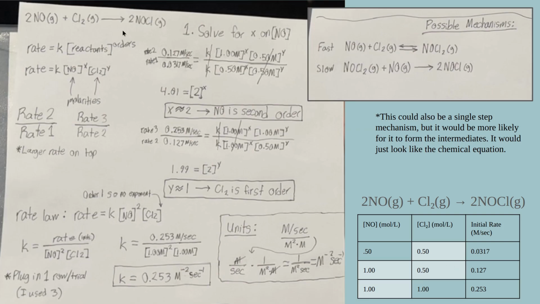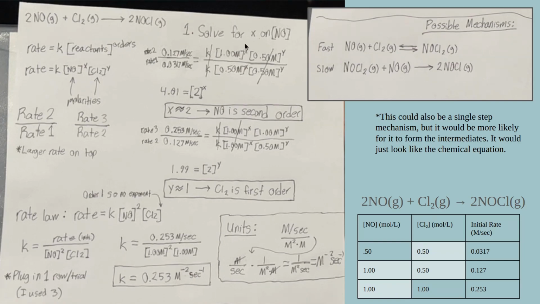So as you can see here, the reaction formula is up at the top, and we have rate is equal to k times molarity to the x and molarity to the y. The x and y values are the orders, so first, second, or 0 would go up there.